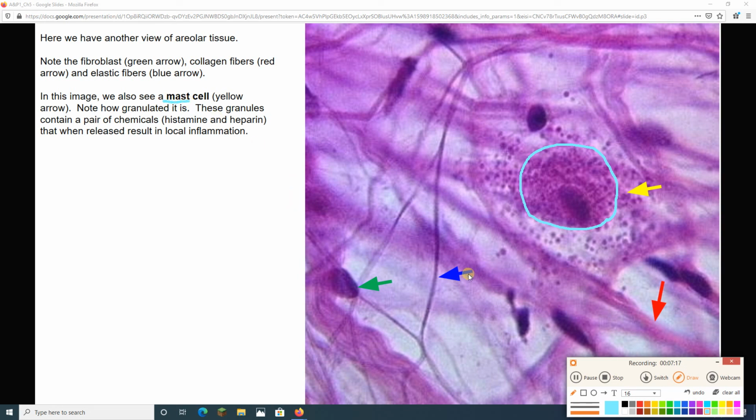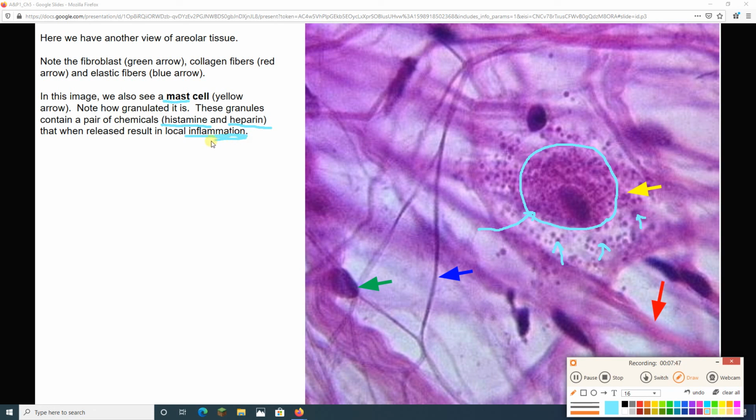All right, this is going to make sense in a second. Okay, check out in the mast cell all of these little granules. Some of the granules have leaked out, so that's why they're outside the cell here. Sometimes that happens when you make a slide, stuff gets squished out. These granules are going to contain a pair of chemicals. One is called histamine, one is called heparin. These are involved in inflammation.